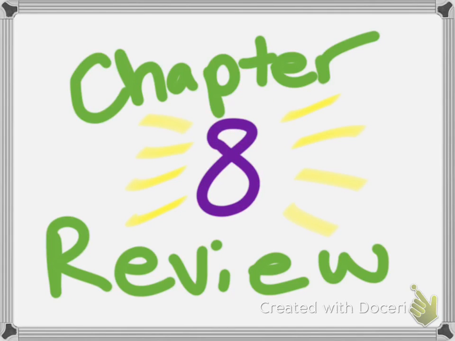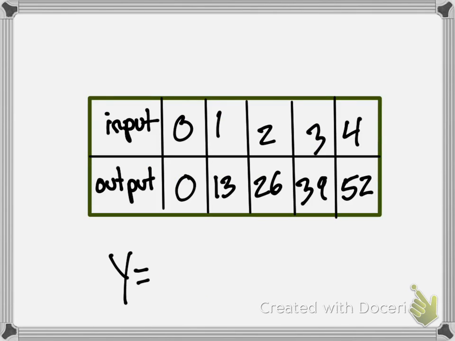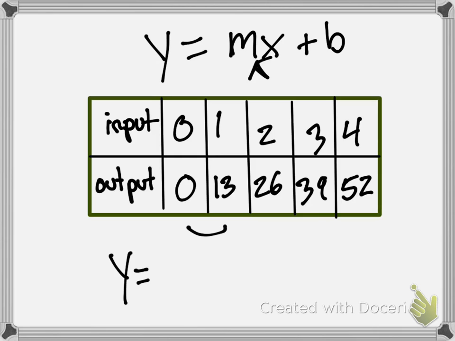So we're gonna do the chapter 8 review. Here's our first problem. We're given a function table and we have to solve for our equation. Now, the first thing that we know, y equals mx plus b. M is our slope. The slope is how much we are increasing by.